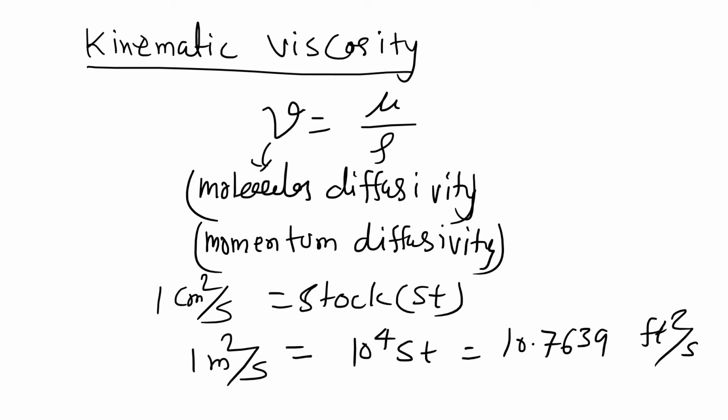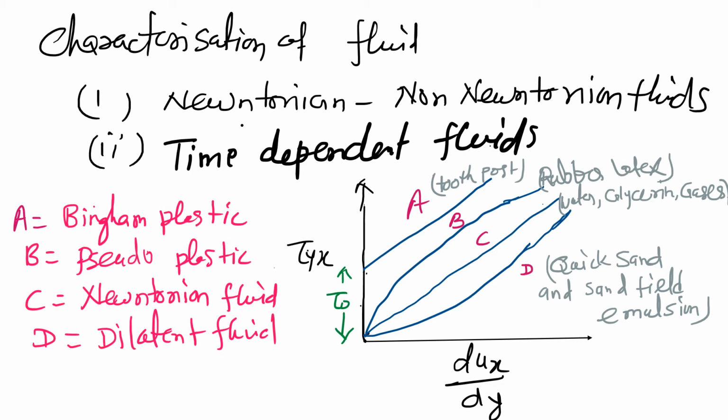We had also discussed an important characteristic of fluids, which is known as kinematic viscosity, the ratio of dynamic viscosity to the density of the liquid. It is also called molecular diffusivity or momentum diffusivity. Its unit is meter squared per second, and it is very important. We had discussed that many times it is asked in your interviews and in several competitive examinations. Then we had characterized the fluid.